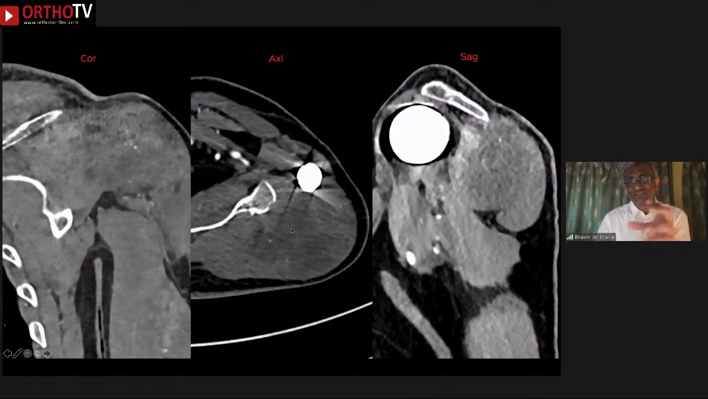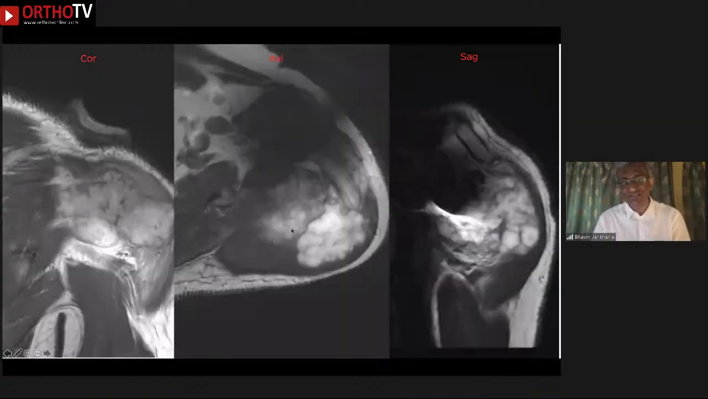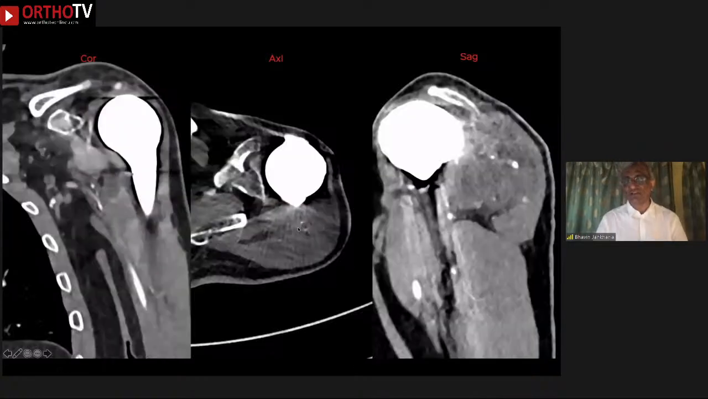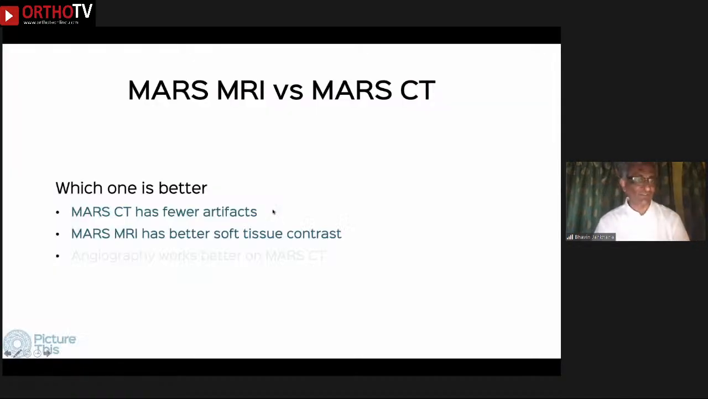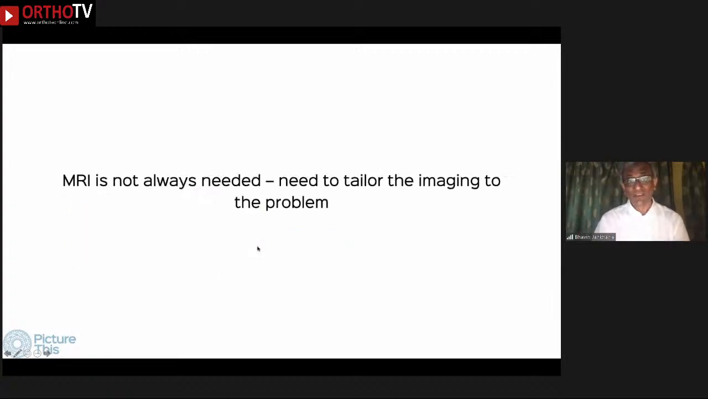So this is another situation where we have the MR, we have the CT, and in this case, both are complementary, but the MR here gives us a lot of information because of the high contrast to noise, where CT allows us to see its margins with the rest of the bones, etc. So MARS MR has better soft tissue contrast when we can actually see the tumor. MR is not always needed.